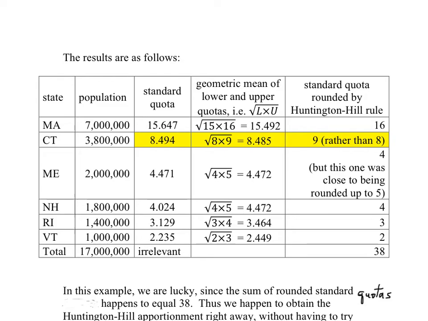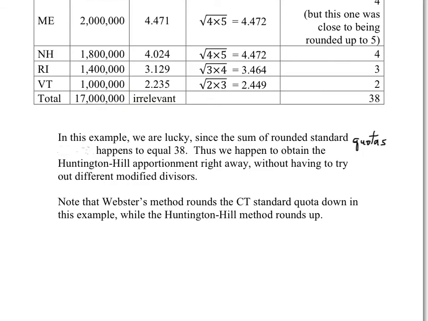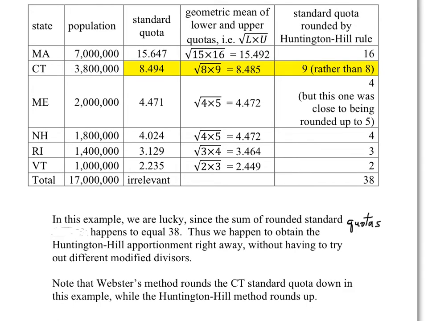Now, in this example, we're lucky. That just happens to be the case, that the sum of rounded standard quotas should equal the number of seats. We won't always be so lucky, and sometimes we will actually have to try out different modified divisors. The punchline of this example is that Huntington and Hill come to a different conclusion than Webster about which way to round this quota, and as a result, Huntington and Hill do get their apportionment just based on the standard quotas, whereas Webster, because he's rounding down here rather than up, is not going to get the correct number of seats, and Webster is going to need to look for a modified divisor.